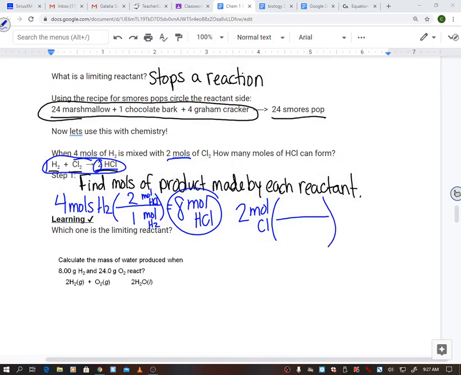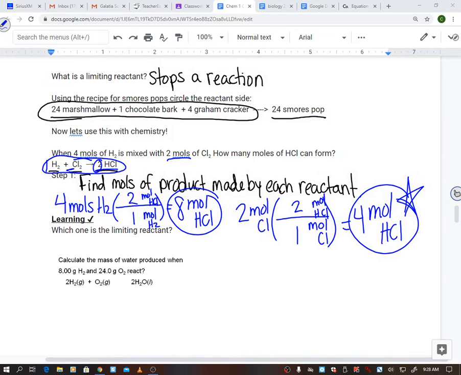I'm still trying to figure out how much product that is going to make me. Is it going to limit how much product I can make? So I'm going to have moles of chlorine on the bottom. Once again, my product is always what I'm looking for, so I'm going to put that on top. And this is 2 and 1 if you're using that equation. So 2 times 2 is 4 moles of my product. So my HCl is going to limit how much I can make, because I will make 4 moles of HCl and then I'll run out of chlorine and I'll have leftover hydrogen. So chlorine is going to limit how much I can make.